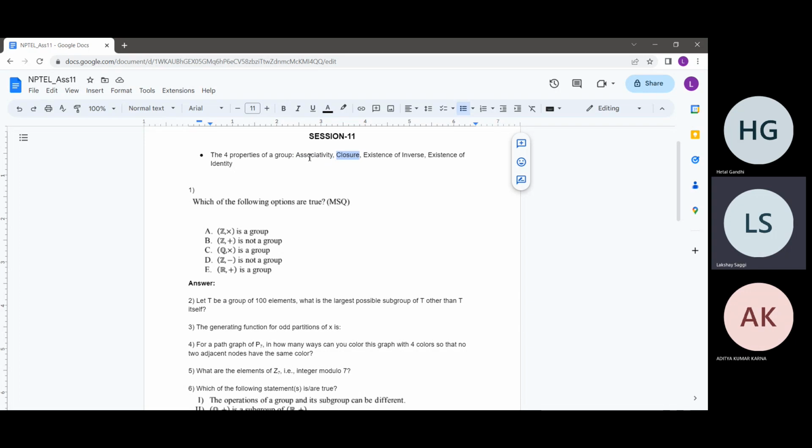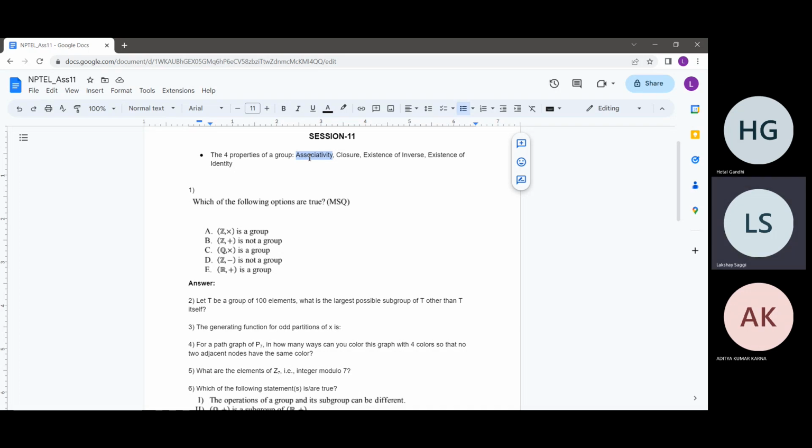Associativity means, let's say we are checking for an operator plus, and there are three numbers A, B, C. Associativity means that while performing an operation on three operands, the order of reduction should not matter. Given A plus B plus C, if you first add A and B and then add C to it, it should give the same answer as first adding B and C and then adding A to it. This is what you call associativity.